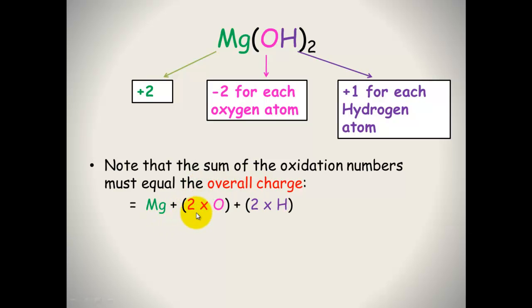Magnesium plus 2 oxygen plus 2 times hydrogen. Now we're just adding up the oxidation numbers. Magnesium has a +2, oxygen has a -2, and there's 2 of them, and hydrogen has a +1 oxidation number, and there's 2 of those. So the sum of the oxidation numbers needs to equal the overall charge. So 2 minus 4 plus 2 equals 0. It's a neutral compound, thus the sum of the oxidation numbers must equal 0.